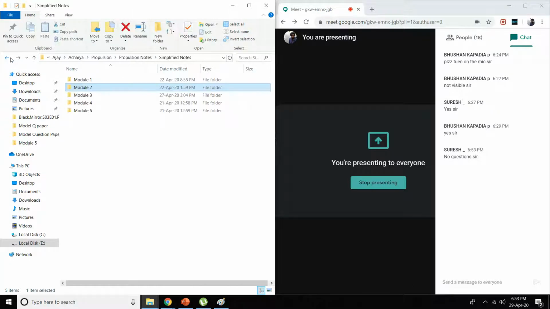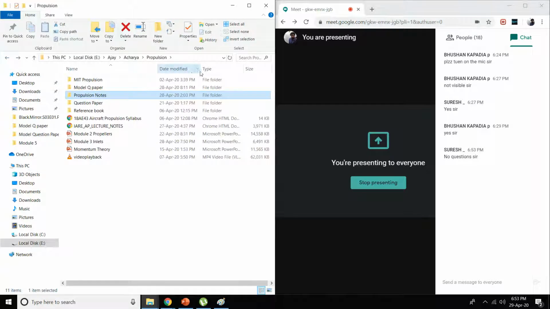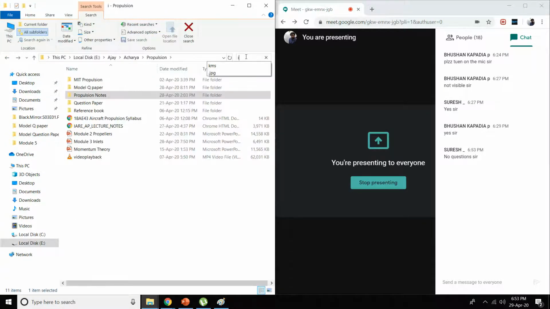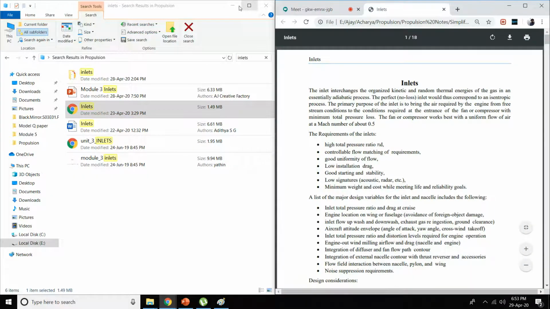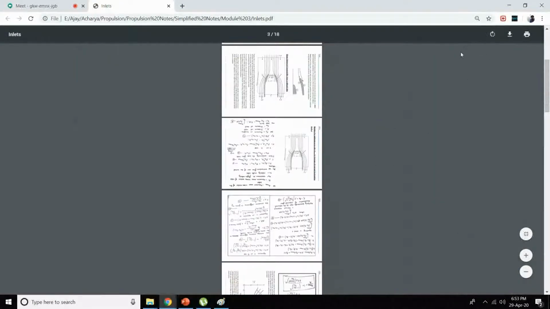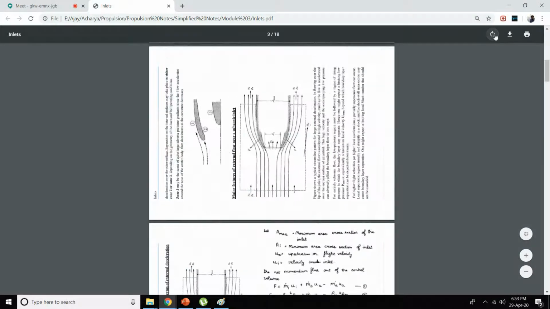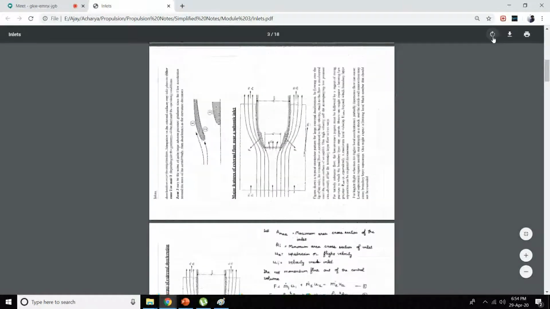Module 2. Where did it go? Okay, so you have one derivation in here. Probably all of you can take a book and solve it parallelly while I solve it in here.